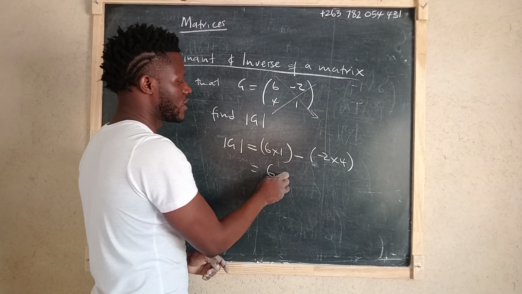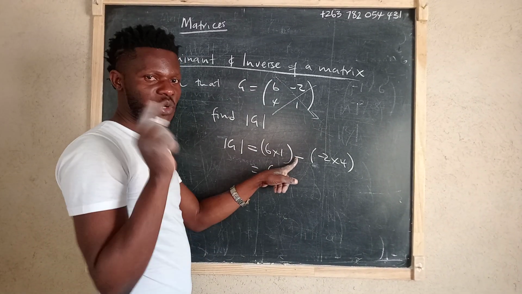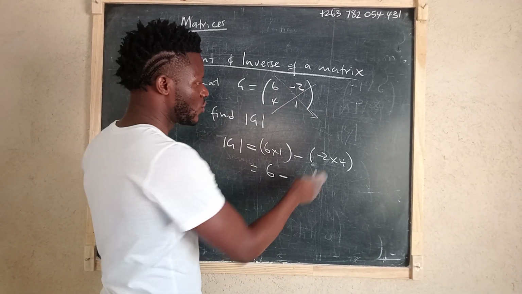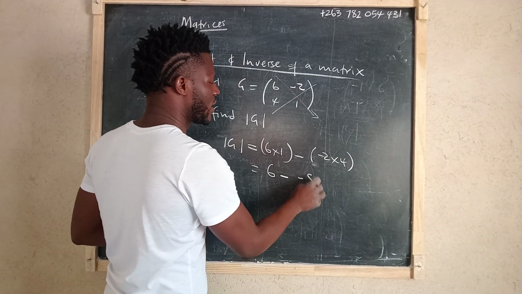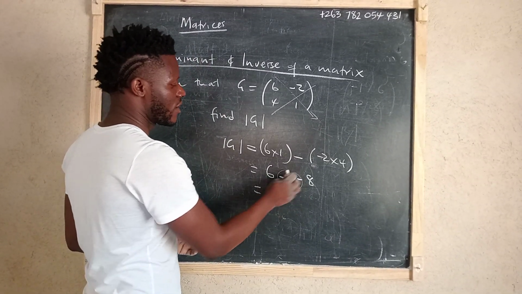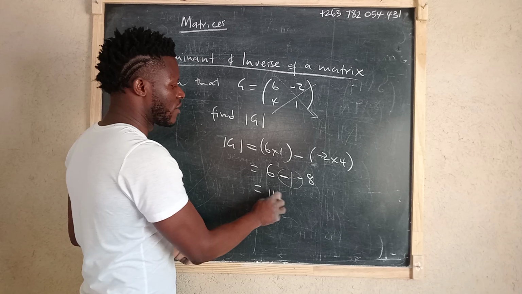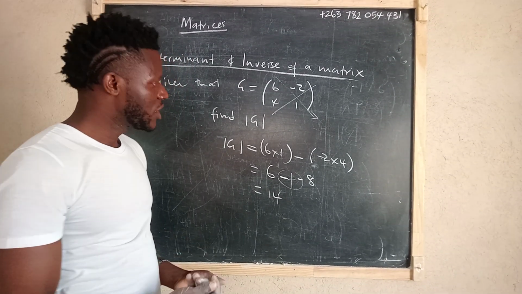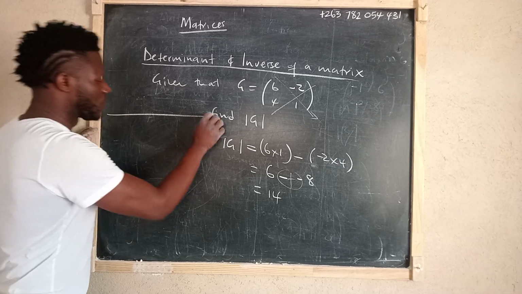6 times 1 is 6. In determinant, we always subtract. That's the subtraction. Then let's multiply these two. Minus 2 times 4 gets minus 8. Now let's simplify. This will give us a positive 14. That's the determinant of a matrix. In examinations, they can do this trick.